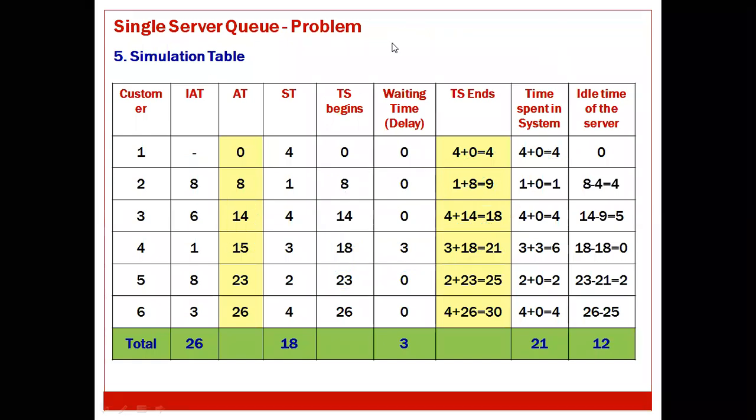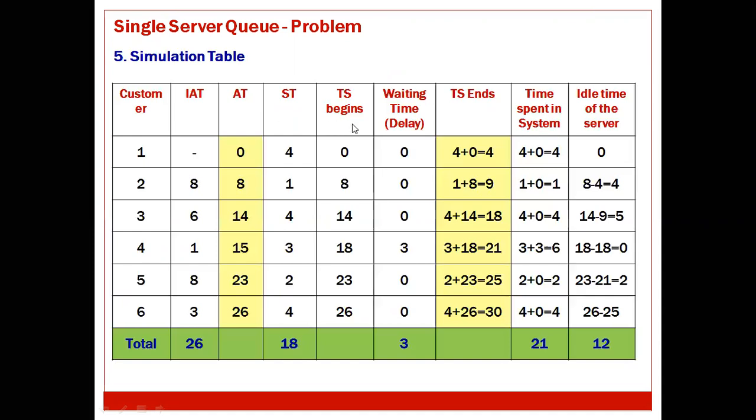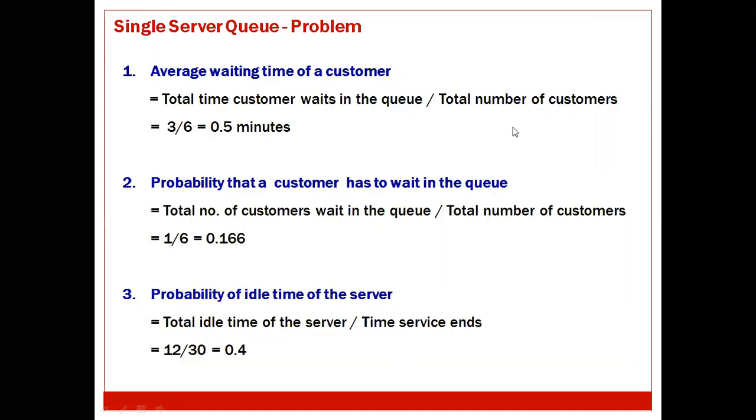Okay, and then the next one. Since we have found out all those things, we will find out the average waiting time of the customer. So average waiting time of the customer will be total time customers wait in the queue divided by total number of customers. So what is the total time customers waited in the queue? That is waiting time, that is 3 minutes. So 3 divided by total number of customers 6. So 3 by 6, 0.5 minutes is the average waiting time of the customer.